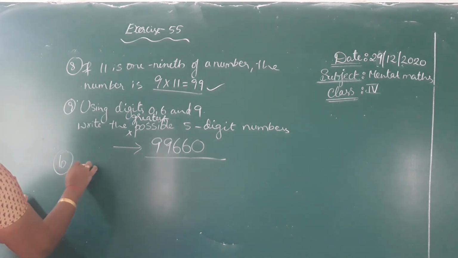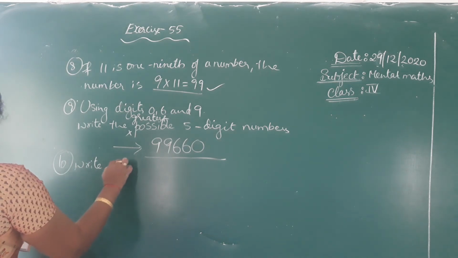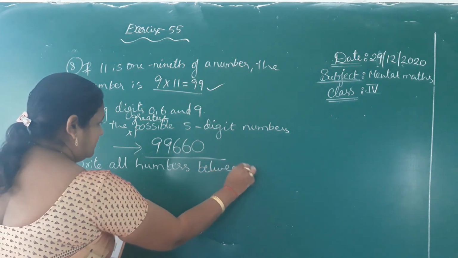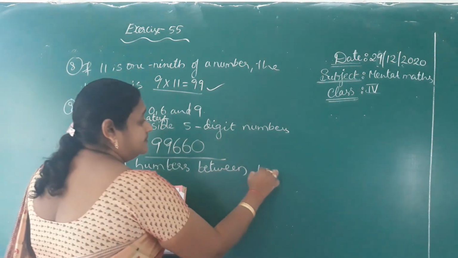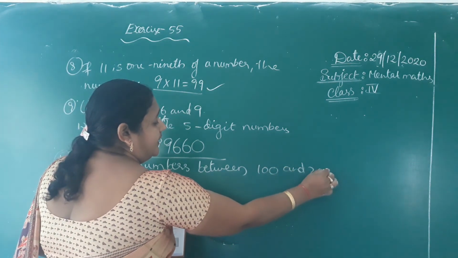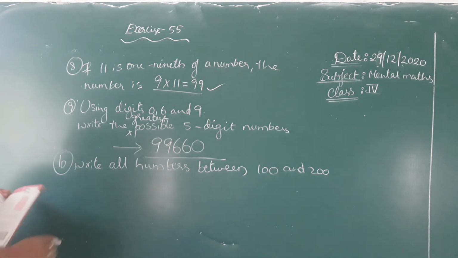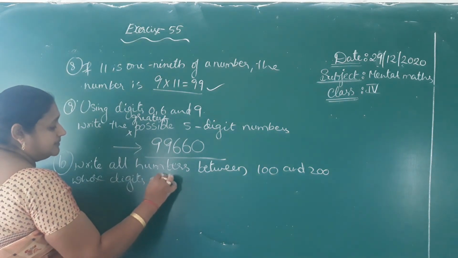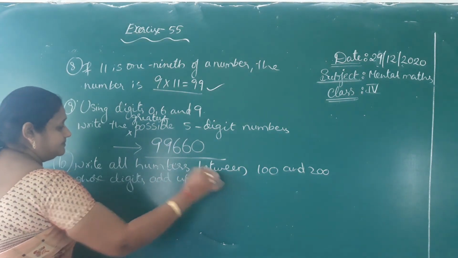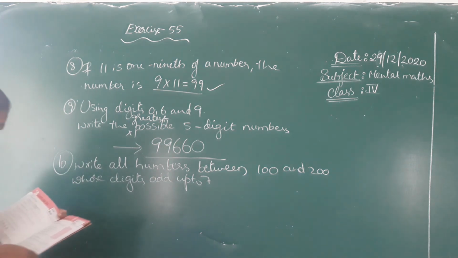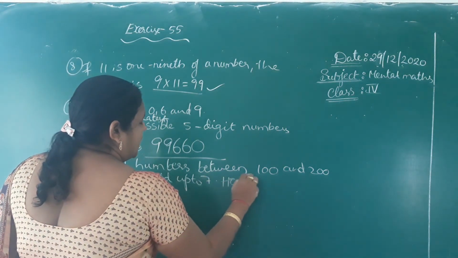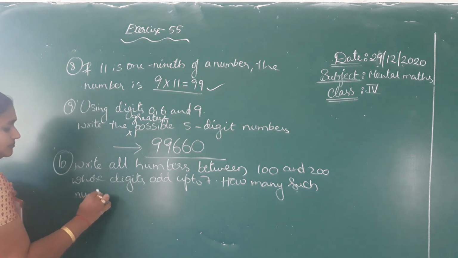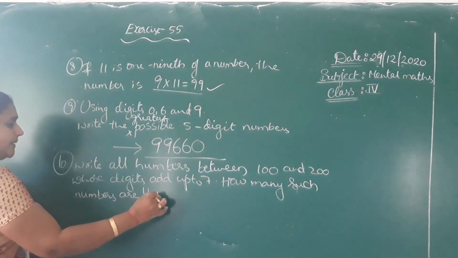10th one. Write all numbers between 100 and 200 whose digits add up to 7. How many such numbers are there?